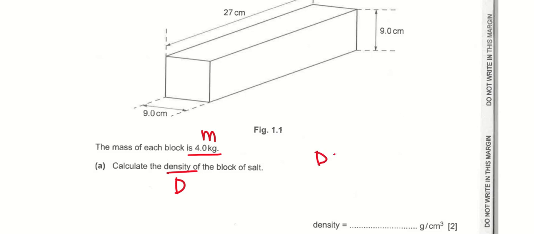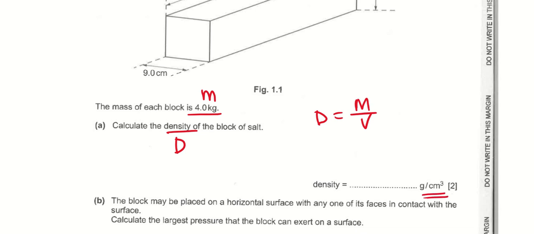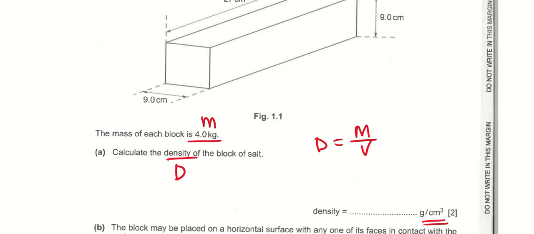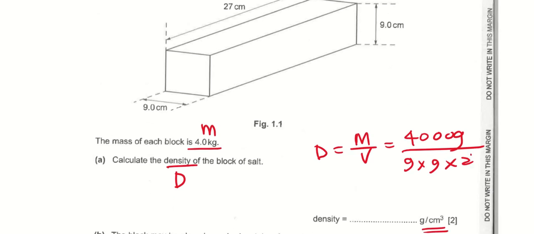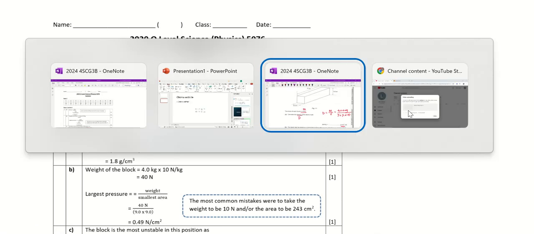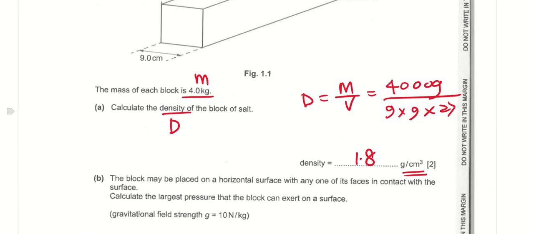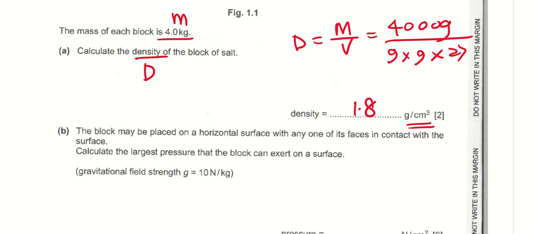So density equals mass over volume. But before we do that, we see that it is in grams per cm cube. They want you to leave the answer in grams per cm cube. So I need to change my mass to 4,000 grams. And volume will then be 9 times 9 times 27, which is basically length times breadth times height. And that will give us a value of 1.8 grams per cm cube. So this is 2 marks, very easy. So if I see this in my first question, I must do it and I must score so that it gives me some confidence.